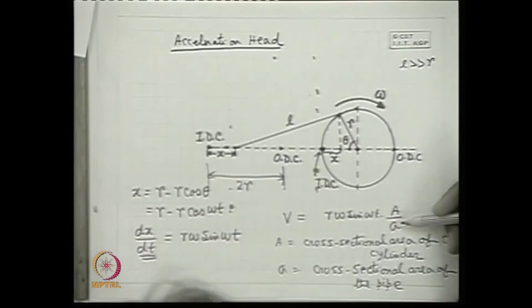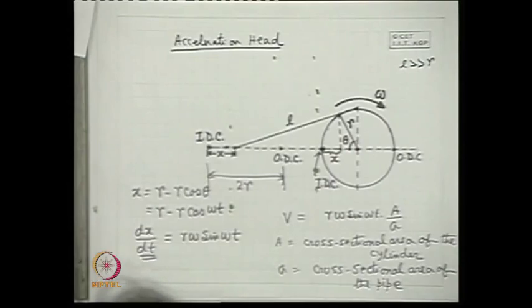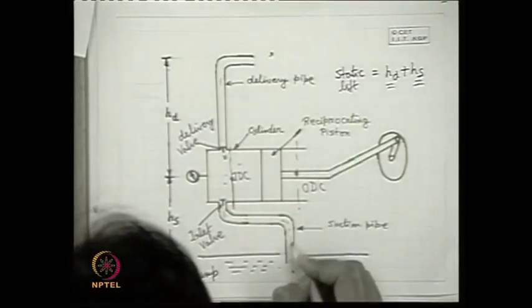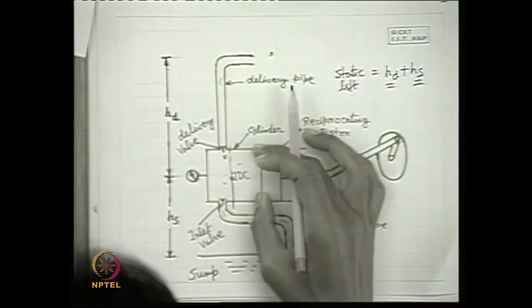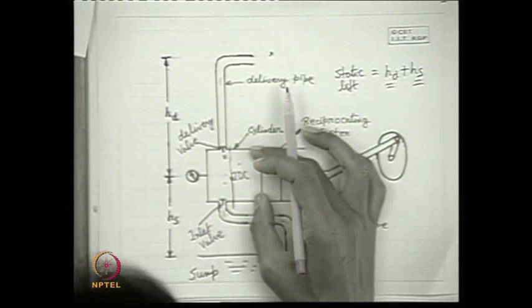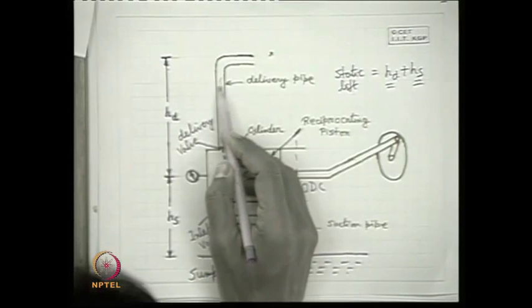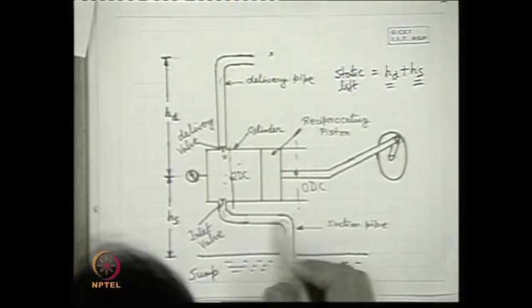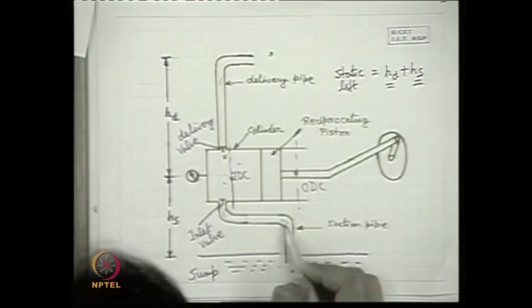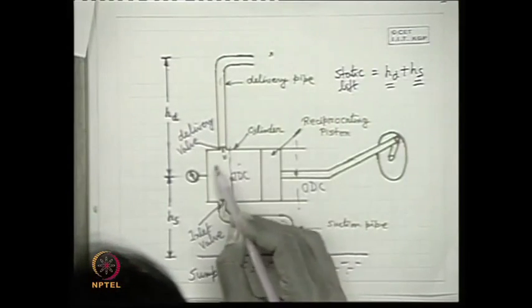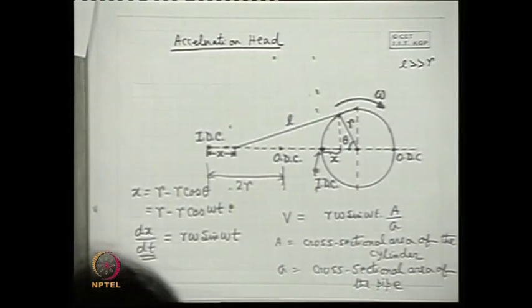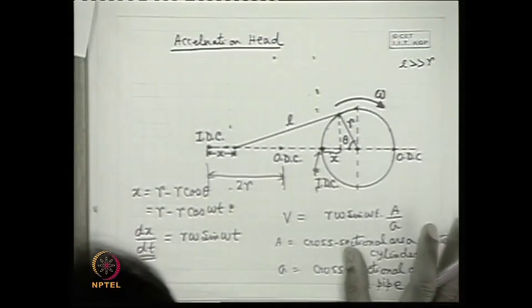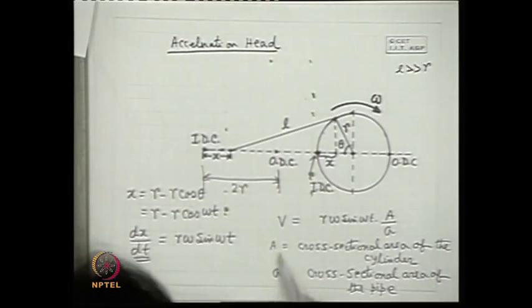Why are we interested in the velocity in the pipeline? This is because the velocity head or the acceleration head in the pipeline is much more than in the cylinder. This is because the cylinder area is much, much higher than the cross-sectional area of this pipe. So velocity and the subsequent accelerations are much more in this pipe as compared to that in the cylinder. So therefore, we are finding out the acceleration head because of the acceleration of the fluid in the pipes.